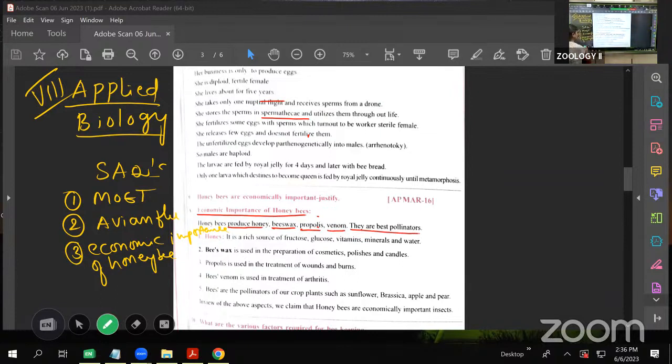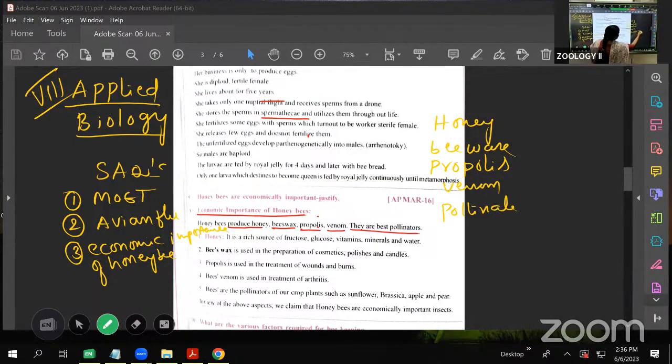Which ones are they producing? The honeybees produce honey, bee wax, and propolis. Next, venom, and they act as pollinators. For pollination, they are useful. Here, they are producing these, right?